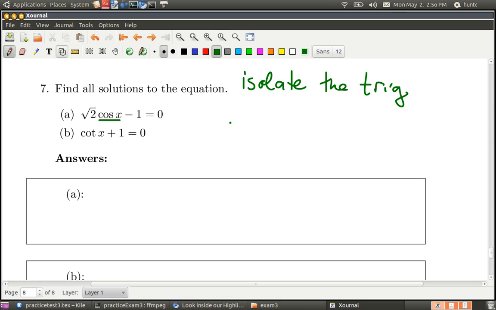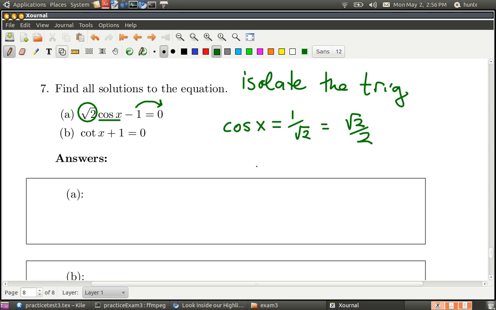If you solve for cosine, you see that cosine x is equal to, first this 1 goes over and becomes positive 1, and then you divide through by the square root of 2. You get 1 over the square root of 2, and this may be more familiar to you as the square root of 2 over 2.